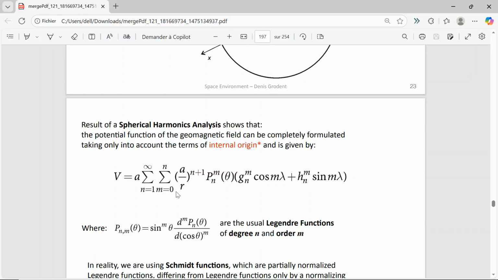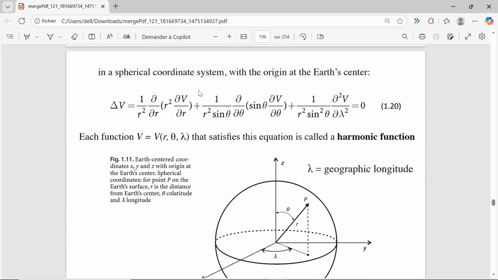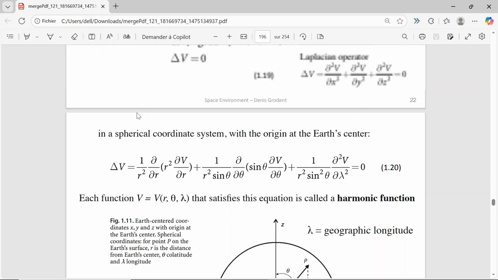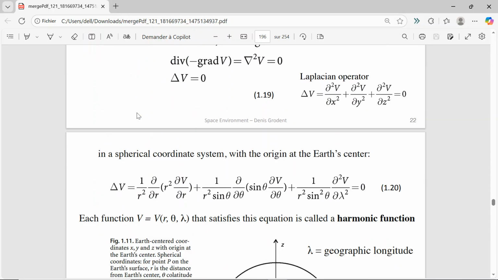the magnetic potential of the Earth is given by this formula that depends on the order, etc. The more you introduce terms, yes. So we have to solve the Laplacian function in order to find the potential of the Earth. That's what we are looking for.